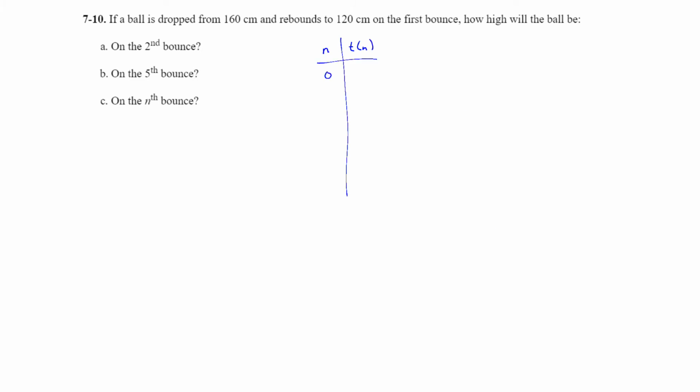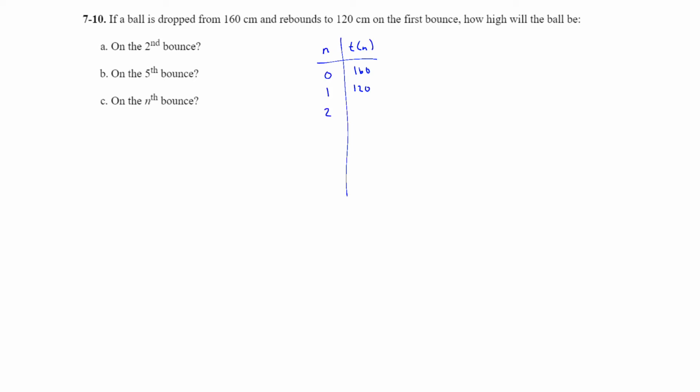And on 0 bounces, it's at 160 centimeters, and it rebounds to 120 centimeters on the first bounce. So the next bounce, the first bounce, it's being dropped from 120 centimeters. And then so on as we go along here. So what's happening? Well, 160 goes down to 120.